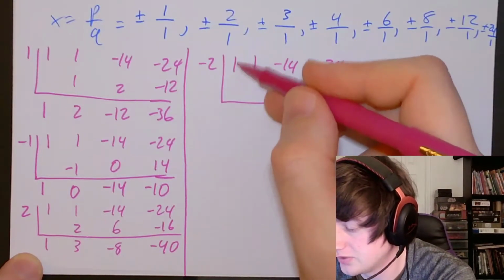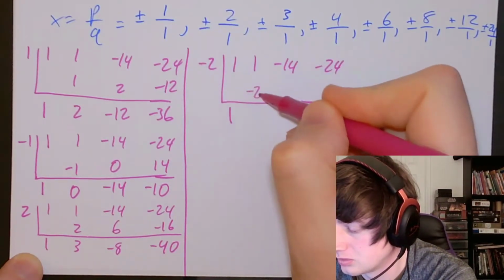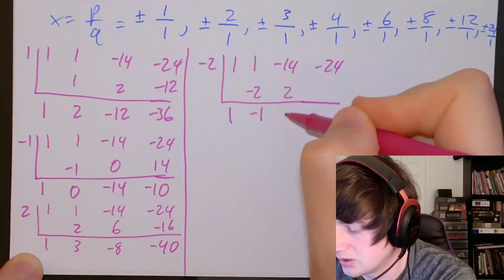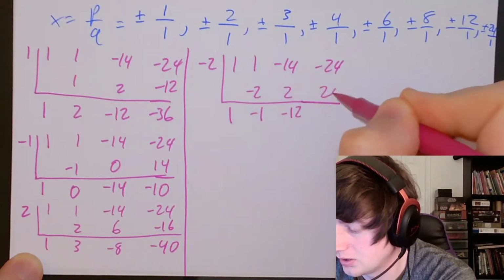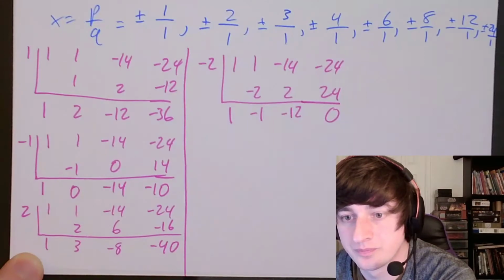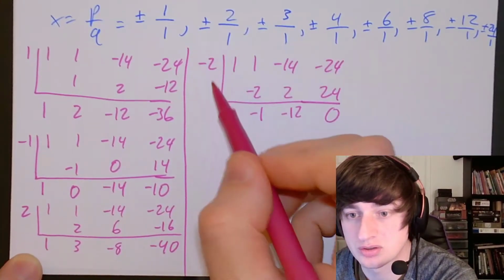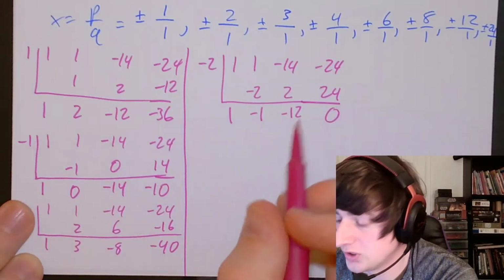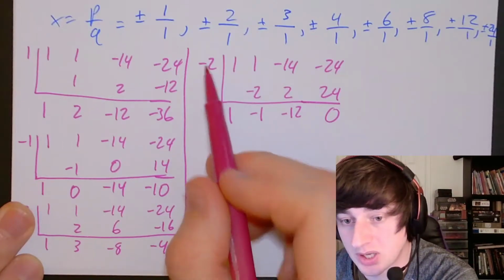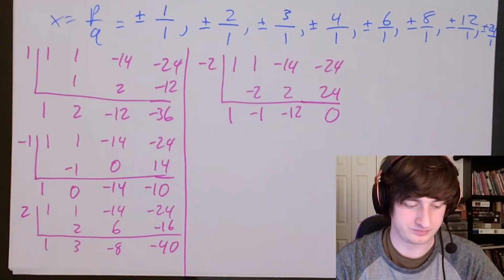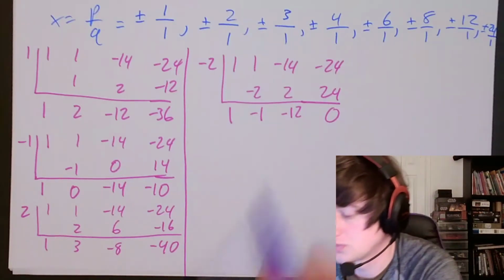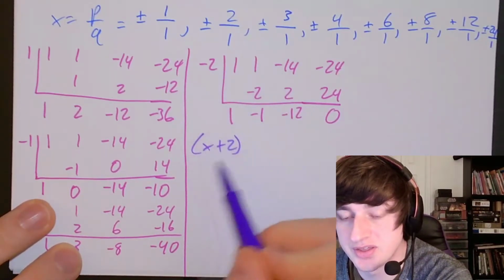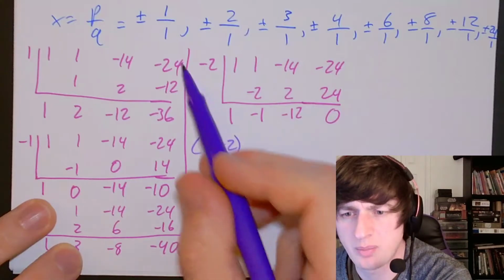So we're going to add down, multiply, add down, multiply, add down, multiply, and we get 0. So this is a solution. Negative 2 is a solution, which means we use x plus 2, right? Because putting a negative 2 here for x turns this into 0. So we use the opposite thing.